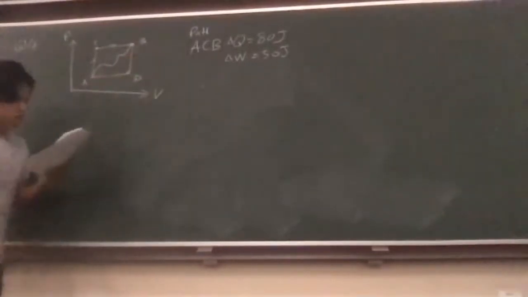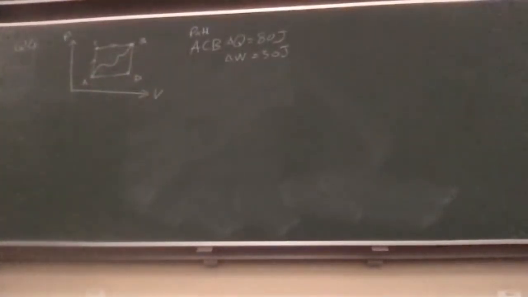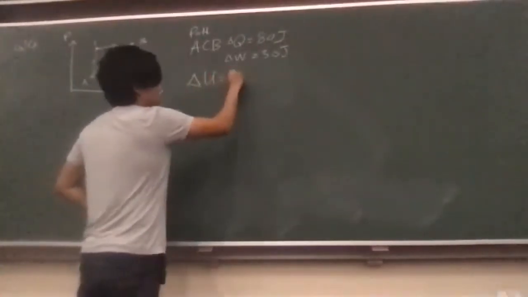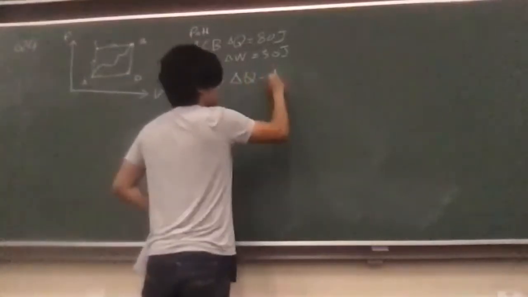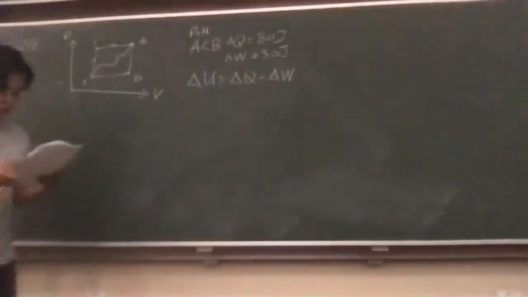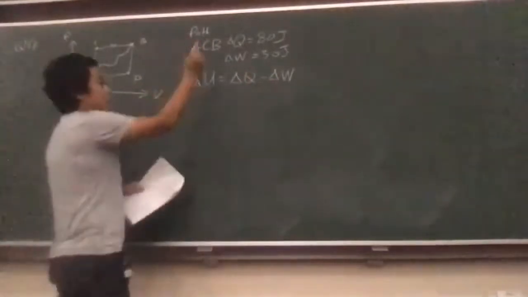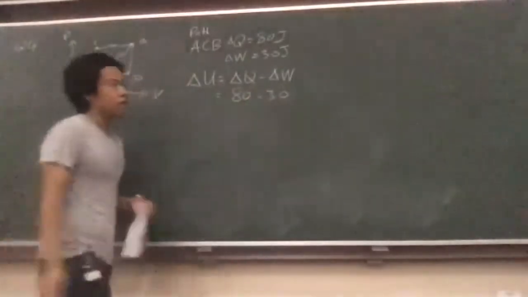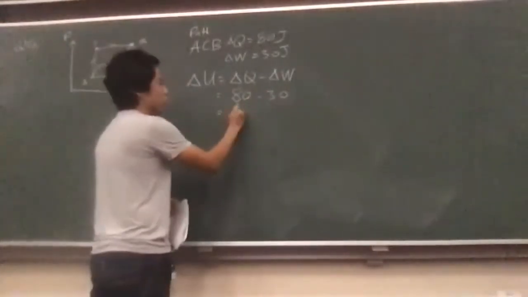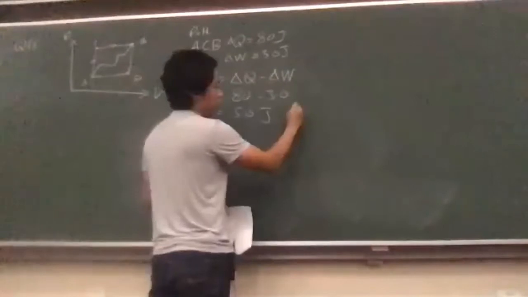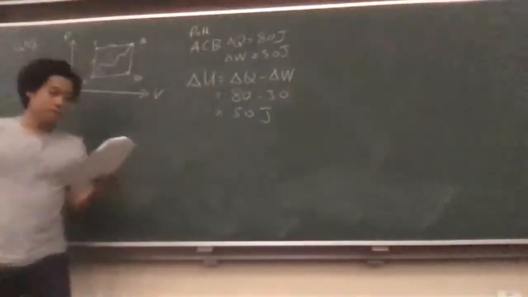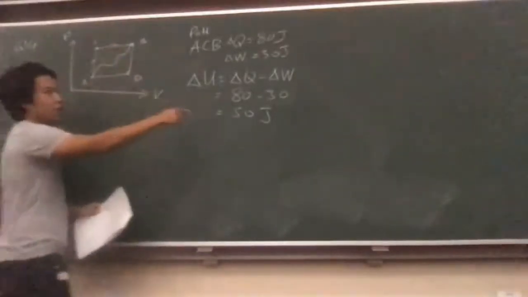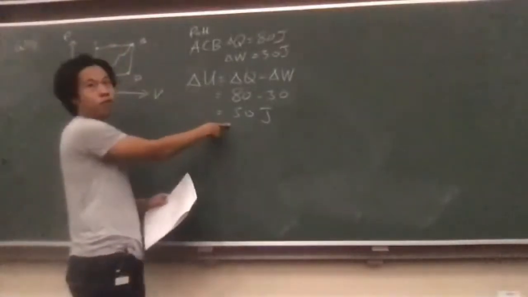So, okay, the important part here is to work out the change in internal energy. So that's the change in heat minus the work done. So in the case of ACB, you get 80 joules of heat and 30 joules of work. So in total you get 50 joules positive of internal energy change. And this number is path independent. So it doesn't matter which way you take, you should get the change of internal energy to be 50 joules.